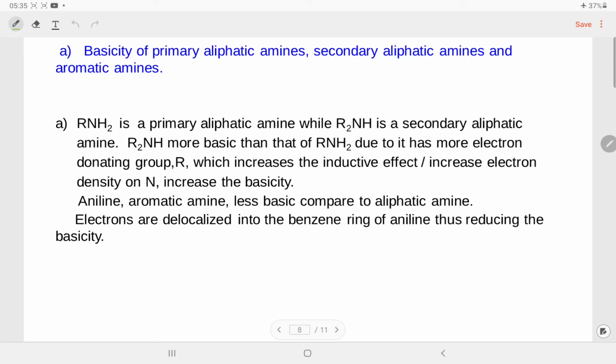Since you are going to explain the basicity of an amine of your choice, you may have your primary aliphatic amine and secondary aliphatic amine, which is more basic than primary due to its more electron-donating group. And that is the answer for your A, how to explain your basicity.